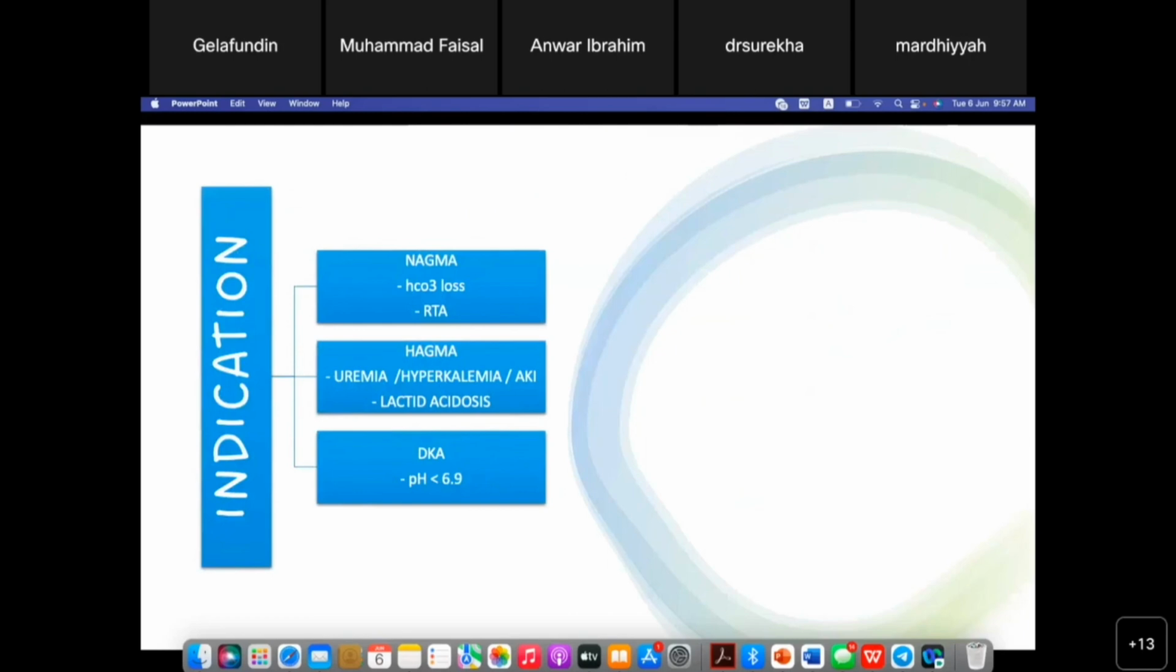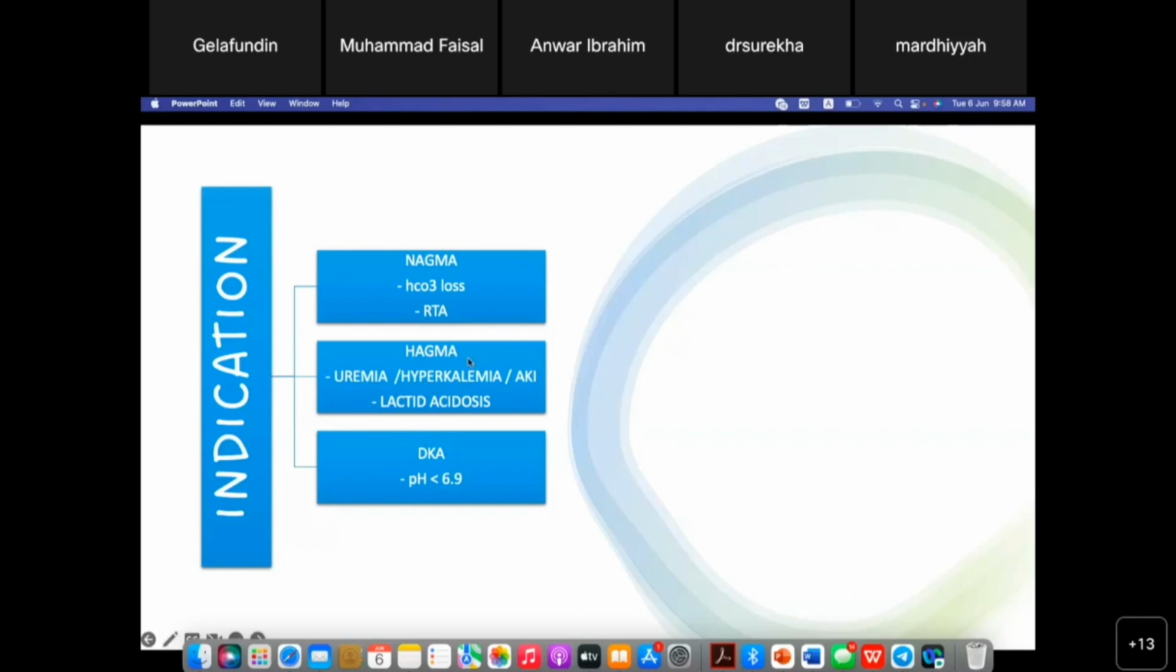So essentially NAGMA is normal anion gap metabolic acidosis, right. It is a deficiency in your bicarb. So it makes physiological sense that we want to add back bicarb. And then we have DKA. So for DKA, this is a controversial use. We would usually use it if there is persistent pH less than 6.9, even with adequate fluid resuscitation, then we can think of giving sodium bicarb in DKA.